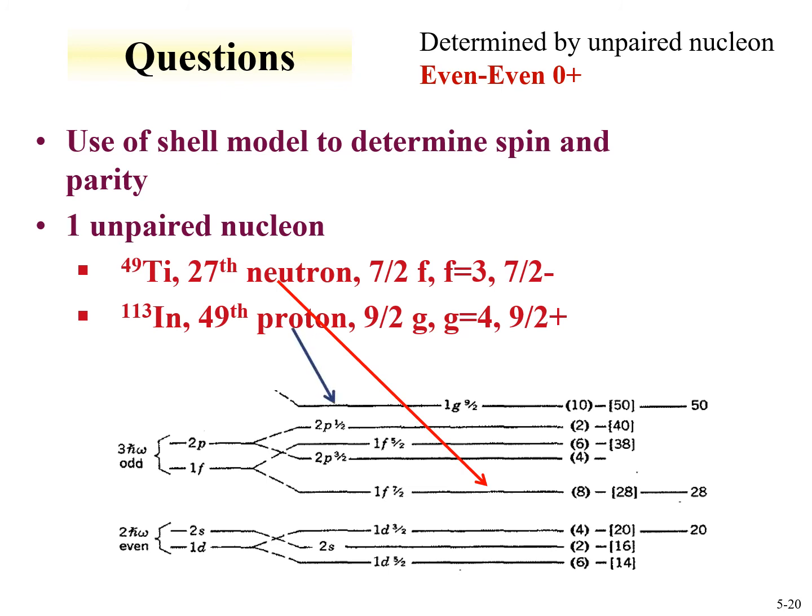Another example, indium-113. The 49th proton defines this element, indium, that lives here. It's a G 9 halves. 9 halves is the spin, G is 4, so it's 9 halves plus. If you go to the chart of the nuclides and you look up indium-113, you'll indeed see that spin and parity are 9 halves plus. This also indicates that these nuclei are spherical, since the shell model is used to evaluate and is based on spherical nuclei.